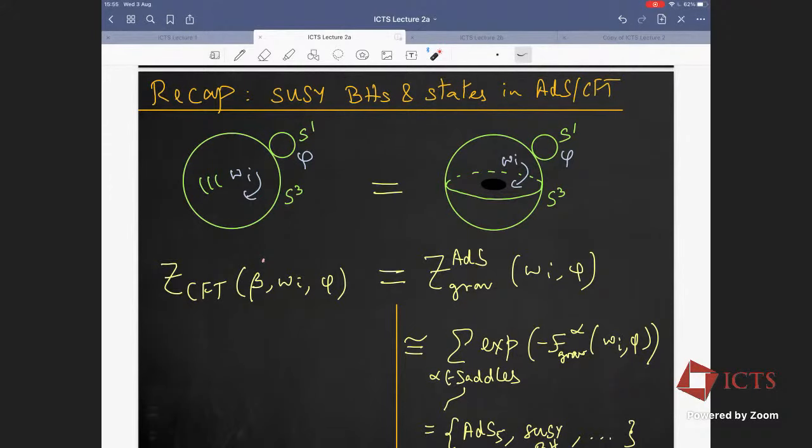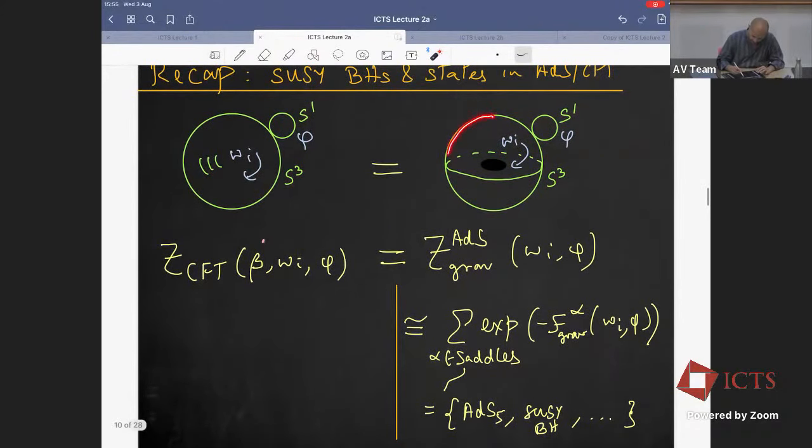Yesterday we started from gravity. There is S3 times S1, and there was a chemical potential, the electric chemical potential, and two chemical potentials for angular momentum, and there's this black hole in the interior. If you look at the boundary of that, that's what defines the supersymmetric field theory. The boundary is the same S3 times S1, with no interior, with these potentials. There's also beta, of course, which is the size of the circle.